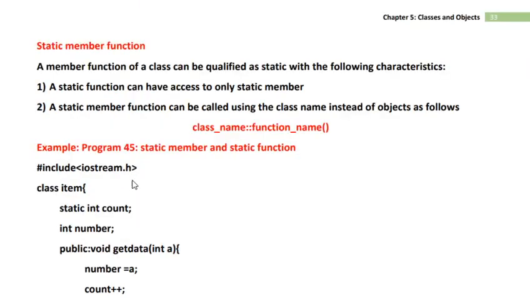Now let us discuss static member function. A member function can be qualified as static if it has the following characteristics. A static member function can have access to only static members. So this is very true.